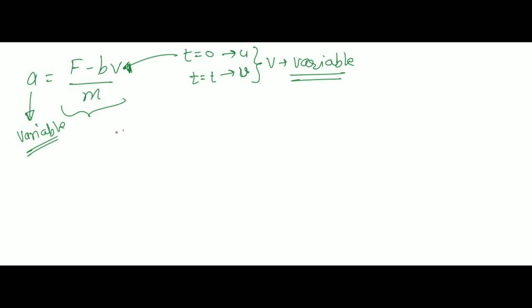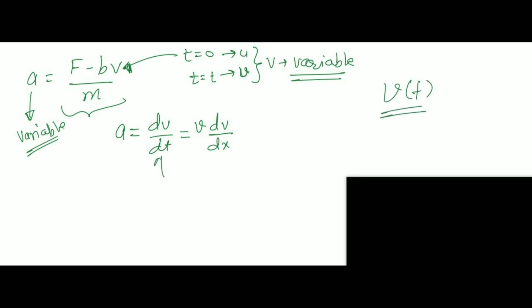So what we have to do: a is equal to dv by dt, as I have told you earlier and you know it already. But here, see, the acceleration is a function of velocity. So we can also write it as a equals v dv by dx. It depends upon the problem whether you have to find the velocity or position in terms of the time or the position. Here, I'm supposed to find the velocity as a function of time.